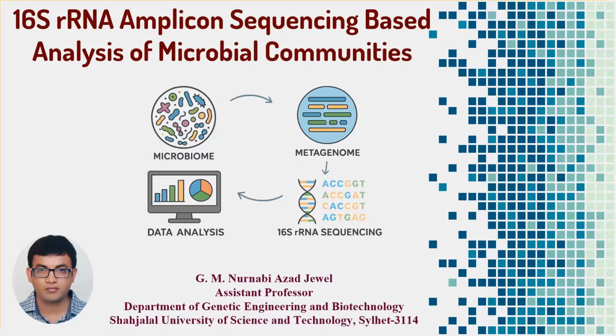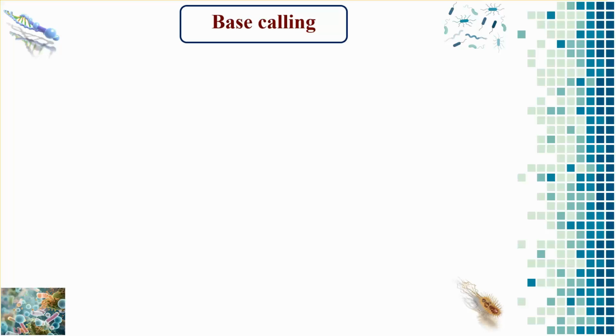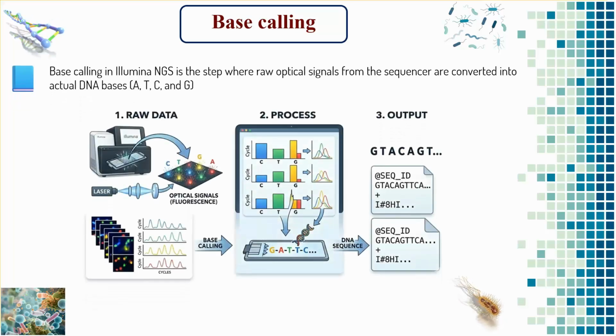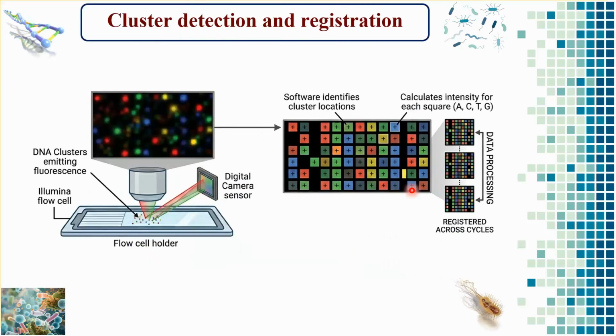Previously, we discussed some other key bioinformatics concepts in detail. Now let's connect that knowledge to an important step called base calling. Base calling in Illumina NGS is the step where raw optical signals from the sequencer are converted into actual DNA bases A, T, C, and G. As we discussed earlier, this happens during sequencing by synthesis and involves signal detection, image processing, and probabilistic interpretation. And finally, output generation in the form of FASTQ file. Now, let's see how this works step by step.